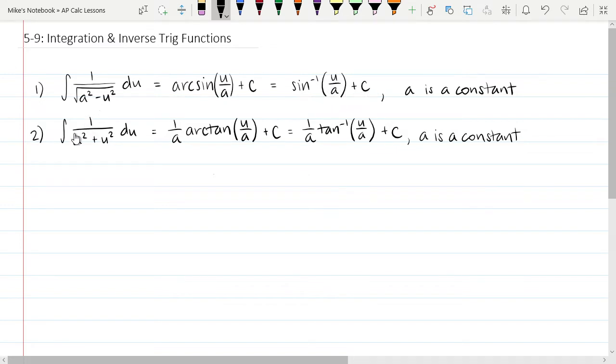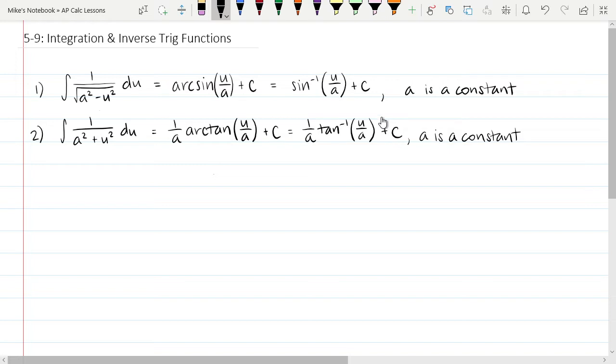And then for the second one, we have the integral of 1 over a squared plus u squared du. And that leads to 1 over a arctangent of u over a plus c, or alternatively, 1 over a inverse tangent of u over a plus c.